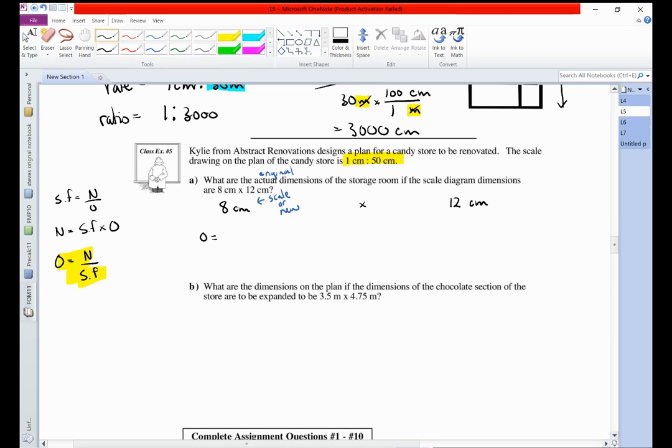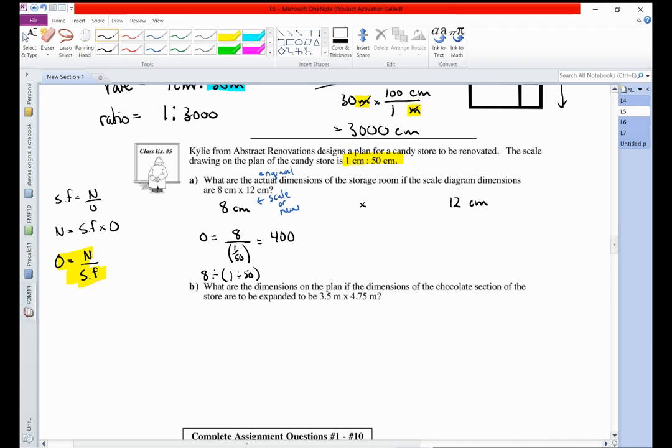The original is equal to 8, which is our new, divided by our scale factor, which is 1 over 50. So again, if you're typing that in your calculator, you go 8 divided by bracket 1 divided by 50 bracket. And what you get is 400. Is that 400 centimeters, 400 meters? Take a second and think about it.